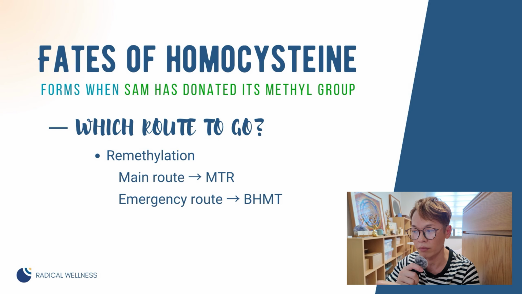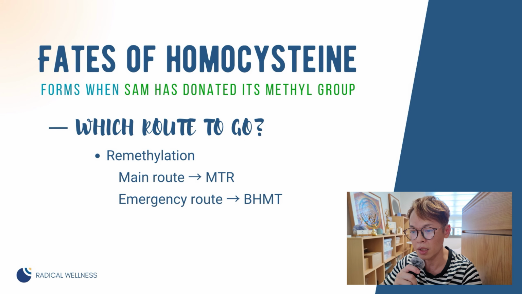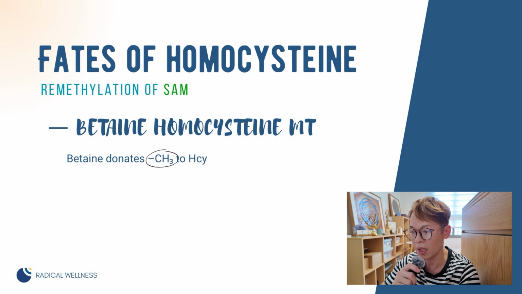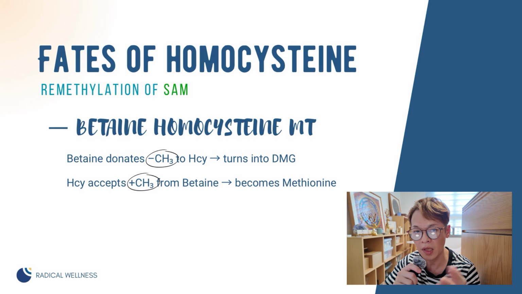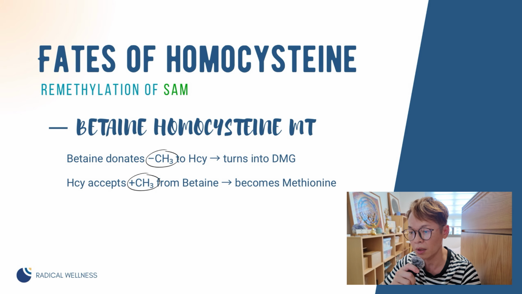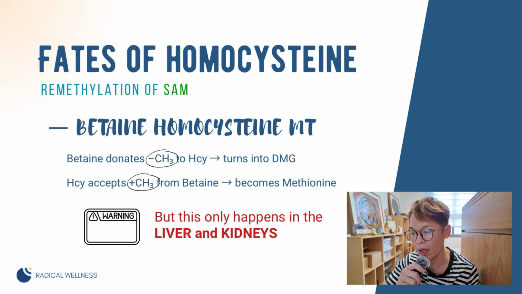The second route for remethylation is via the BHMT pathway. This pathway is an emergency route. It uses betaine as the methyl donor. Once donated, it becomes DMG. I bet you have also seen some individuals who use TMG, trimethylglycine, a type of supplement, to help facilitate the job. But this minor route only happens mainly in the liver and kidneys.